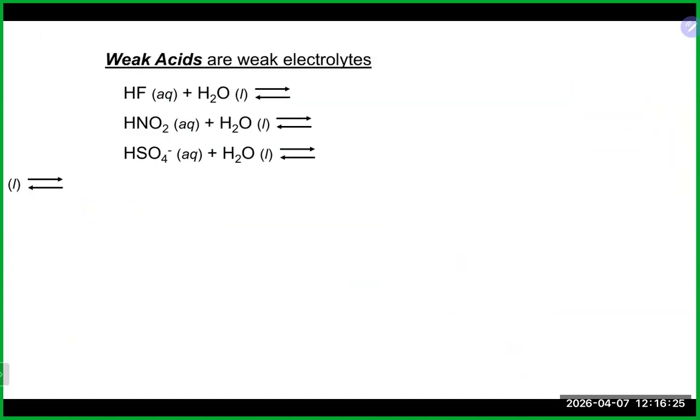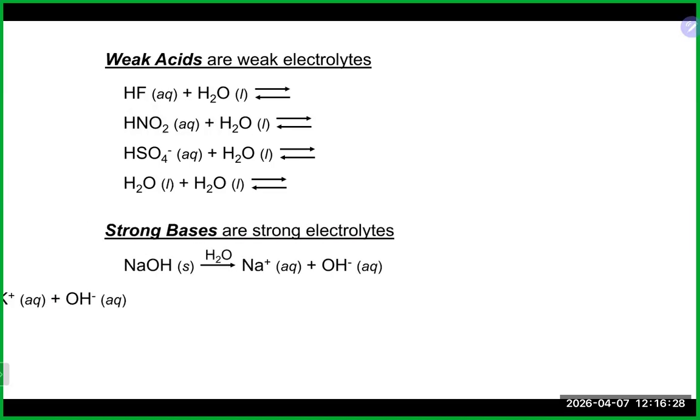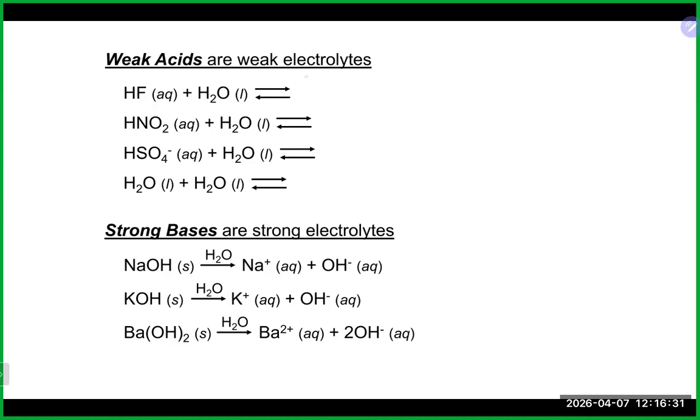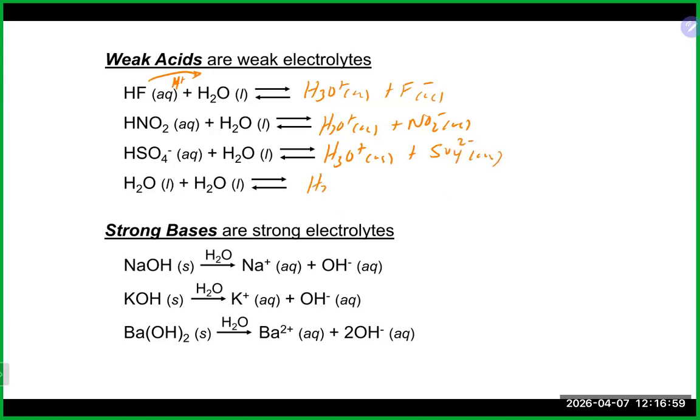Weak acids, on the other hand, mainly stay together, but do break apart a little bit. Again, here we're going to be sending our H plus over. We have our reversible arrow happening, and we get H3O plus and F minus, H3O plus and a little nitrite, a little H3O plus and some sulfate, and H3O plus and a little hydroxide in this case. So these again are weak electrolytes.